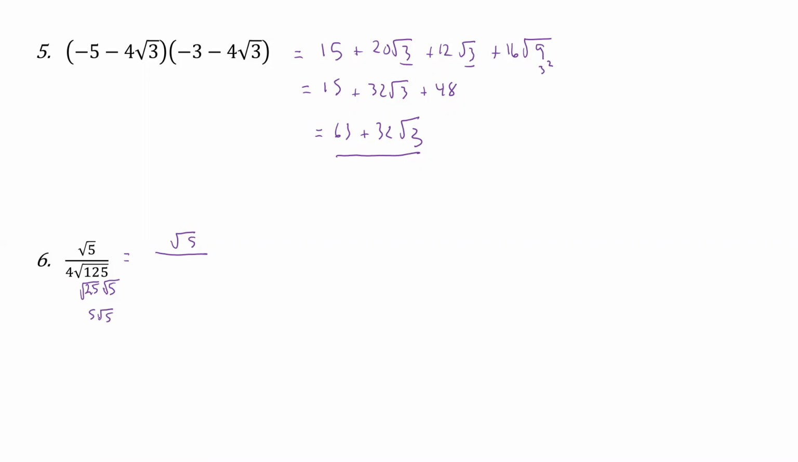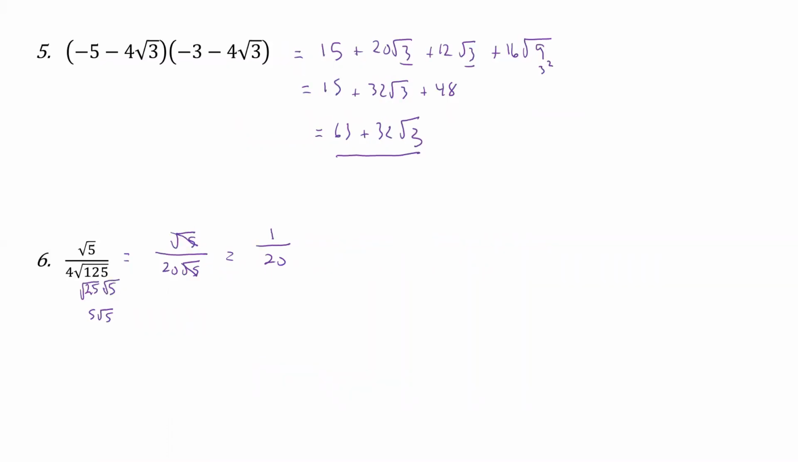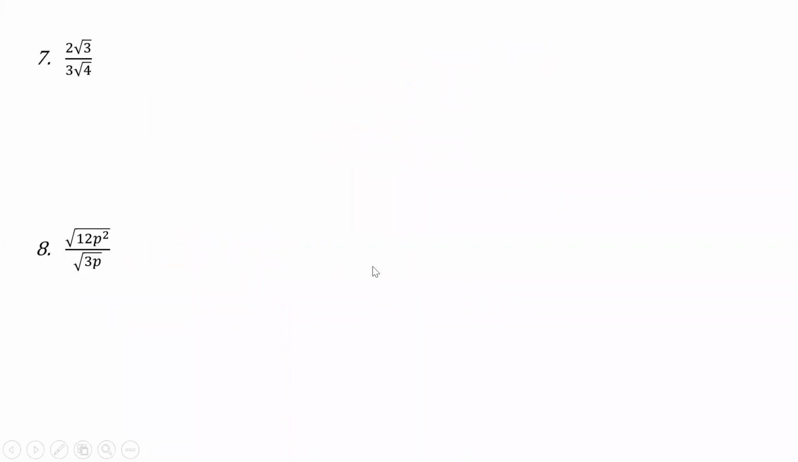So 4 times 5 is 20. Then we have radical 5. Well, guess what? Radical 5 cancels radical 5, and we get 1 over 20. Okay. All right. So that was the simple one. All we had to do is simplify. The radical 5's canceled.